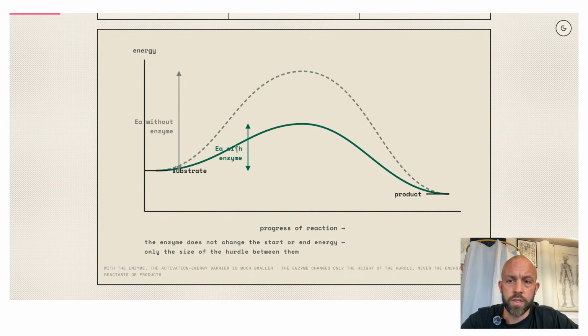So if we look here in this graph, here is the energy required, and we're going to lower that amount by having that enzyme present. It's what we call a biological catalyst, and it lowers the bar to entry. Basically, it means that the amount of energy required to break a bond or form a bond is therefore less.